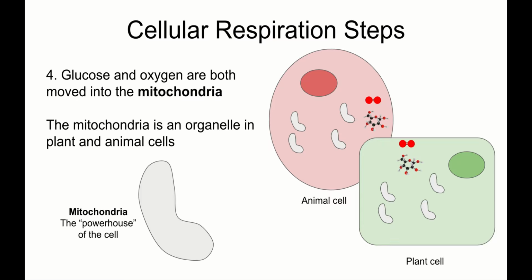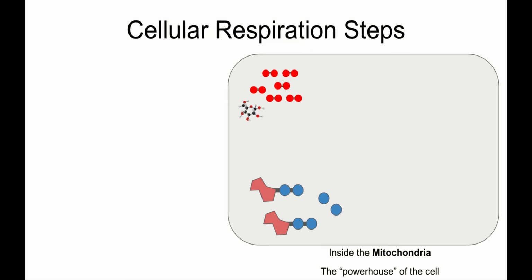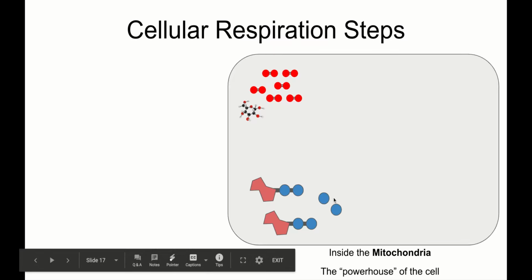So let's zoom in to the mitochondria. Okay, here we are. We're inside the mitochondria. I know it's not bean-shaped anymore, but I had to fit it on the screen. We are inside the powerhouse of the cell. We've got our glucose and our 6 oxygen. Remember, that's what we started with. And our ADP. I've also got some phosphate groups here.